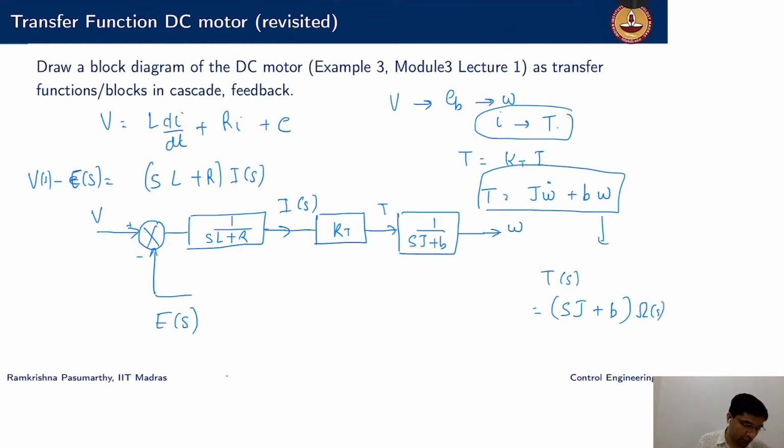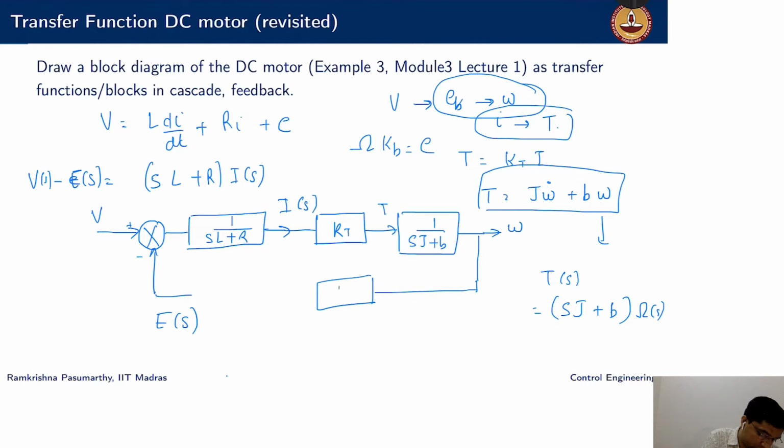Okay, how to close this loop now? We see that there is a nice relationship between the back EMF, E or EB, whatever notation we use. This is related through the notion that omega times Kb is E. So this omega goes through Kb and gives me this E. Now we are in good shape, right?